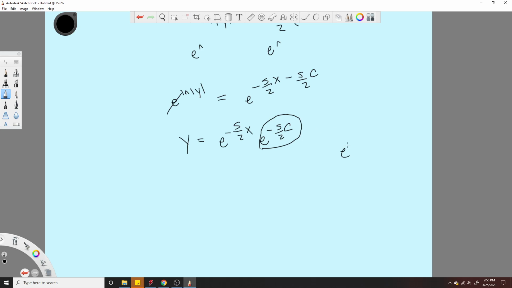So what I'm trying to say is you can take all of this and just call it c, and it's really the same thing as what you had before. So you'd have y equals c e to the negative 5/2 x. It's just some constant. That's all you can really say about it. There you go. That's your answer.